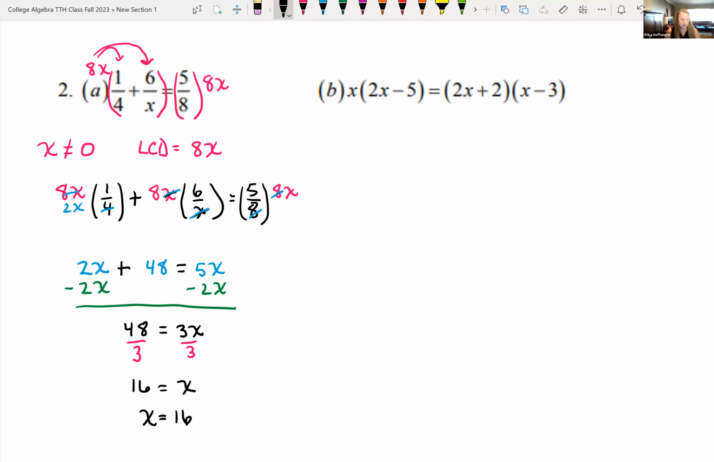So I want you to check that this is not one of the values that our variable could not be from the original when we started. x equals 16 does not set our denominator equal to 0. So as long as we did our arithmetic and algebra right, our solution is 16. So if we go back in there and plug in 16 for x, we should get a true statement.